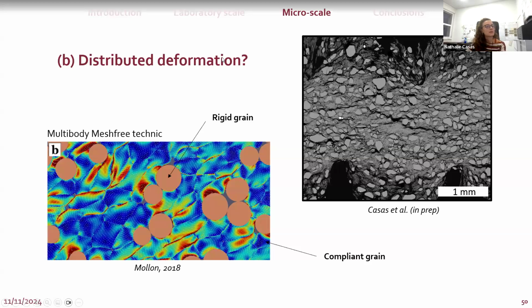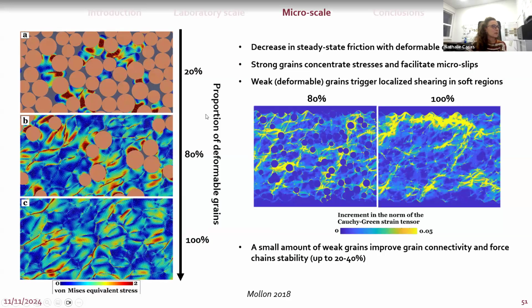But what about distributed deformation? Can we use modeling, numerical models, discrete elements to reproduce this type of mixtures? I don't have it directly for now, but it exists: an old experiment, but not so old, by Guillaume Molon that mixed rigid grains with compliant grains, as you see here, that in a way are really similar to this type of mixture of weak and strong minerals. So I just present one slide of what he did.